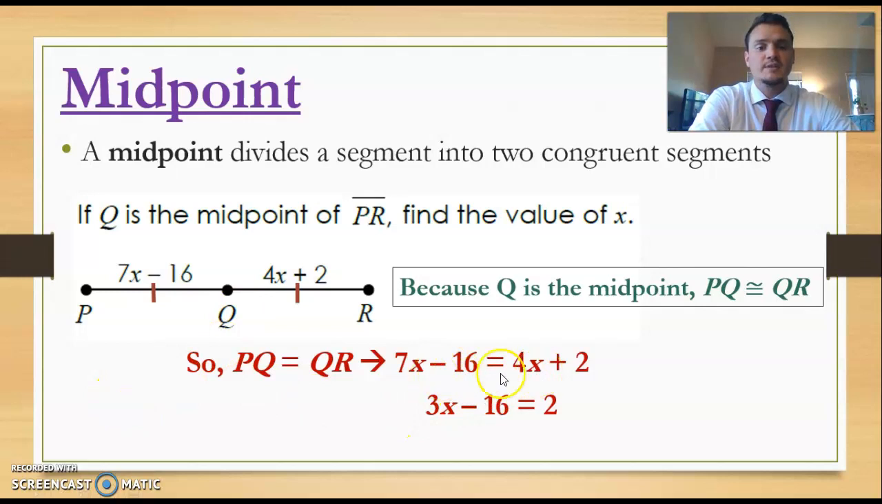So if we solve this for x, we would subtract 4x on both sides, and then we would add 16 to both sides, and we're left with 3x equals 18. Divide this out, we should get x equals 6.